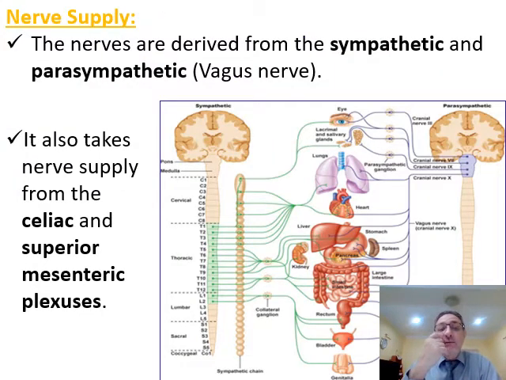Nerve supply, sympathetic and parasympathetic. Parasympathetic comes from the vagus nerve. Also, the duodenum takes nerve supply from the celiac and superior mesenteric plexus.